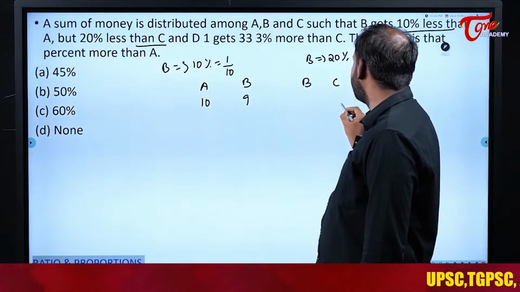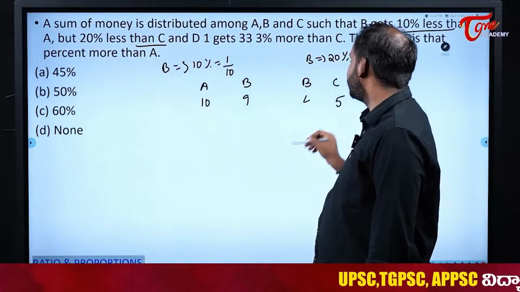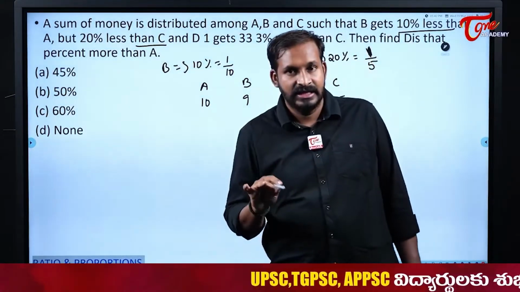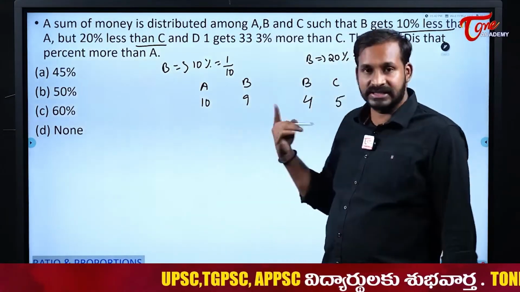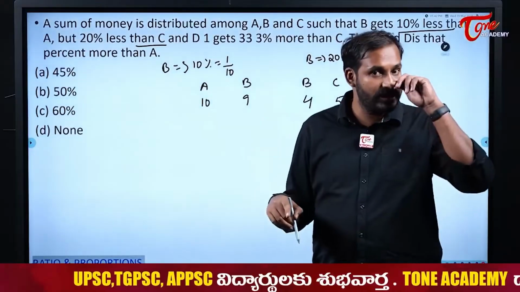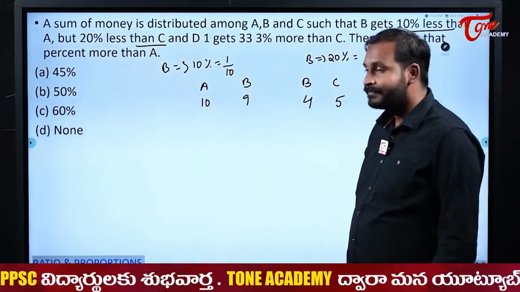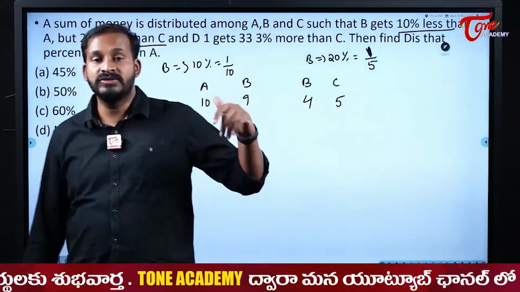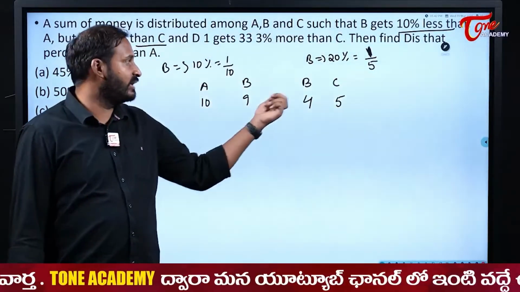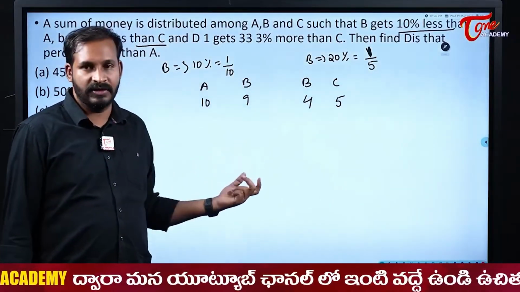If C is 5 parts, now B value will become how much? 4 parts. Why? Because it is lesser. If it were more, I would have written B as 6. But here it is lesser, so I have written it as 4 parts. So A and B are 10 and 9, B and C are 4 and 5. Please go and watch the percentage video, then you will have a clear idea why I am writing 10 and 9 and 4 and 5.